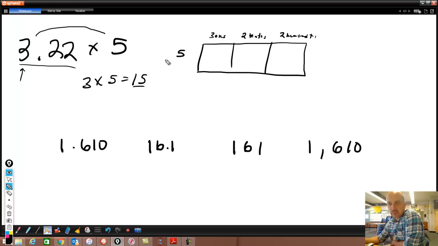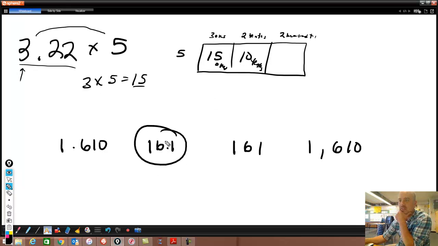And all I need to do is, my 5 times my 3 ones gives me 15 ones, and that's pretty much all I need right there. I can do my 5 times 2, which would give me 10 tenths, which shows me that I have another 1 to add on to it, but it still gives me enough evidence to say, yep, this is definitely where it should be, right here at 16 and 1/10.